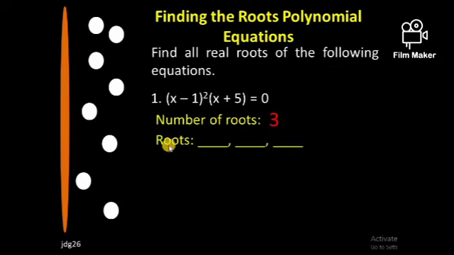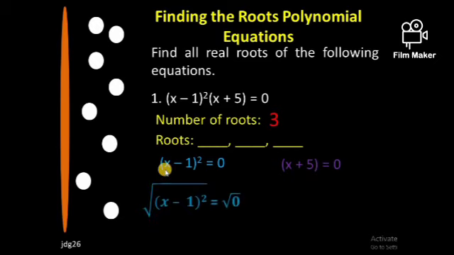So, since meron tayong 3 roots, so maglagay na tayo ng tatlong blank for the roots. Now, isolve natin. Start tayo with the first factor. x minus 1 squared equals 0. And the other factor, x plus 5 equals 0. So, in-apply natin ang zero product property. And then, solve for x. Get the square root of both sides by extracting square root. So, we have x minus 1 equals 0 and x is equal to 1.